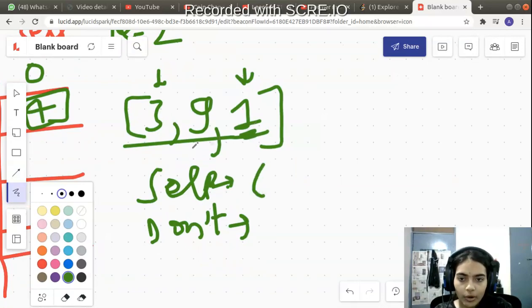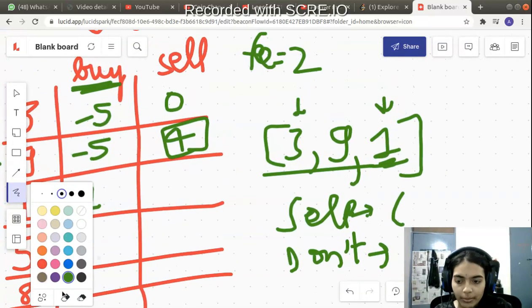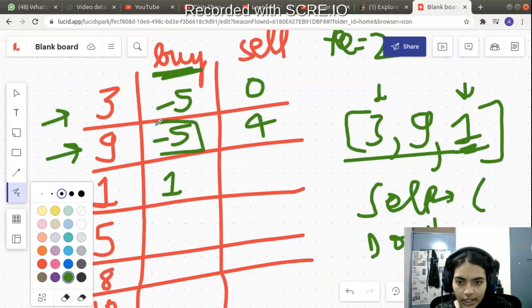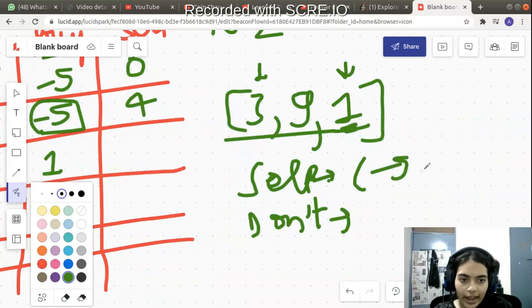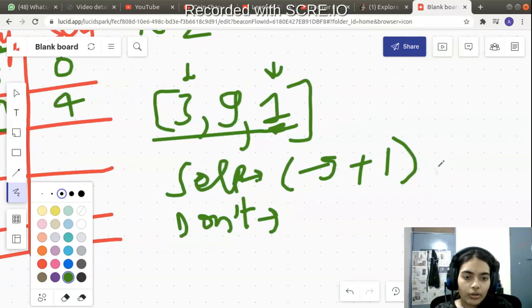So what will be your profit? We will see from this particular row. If buying the stock is costing us -5, and if we sell on day 3, then we will be able to gain a profit of 1. So 1 minus 5 is equal to -4. So this is the option when you're selling the stock on day 3.